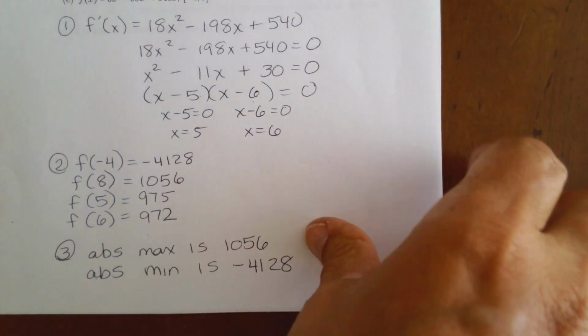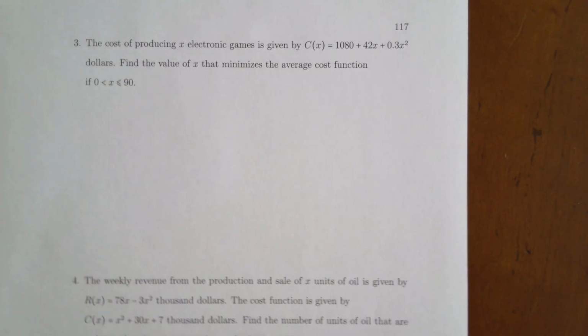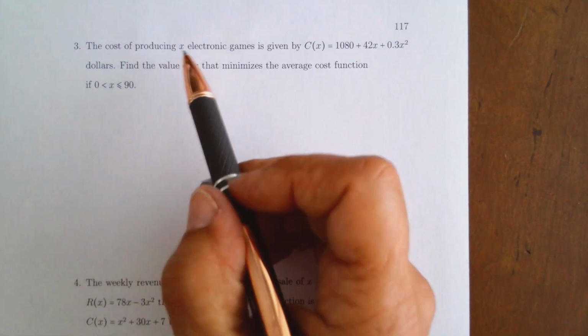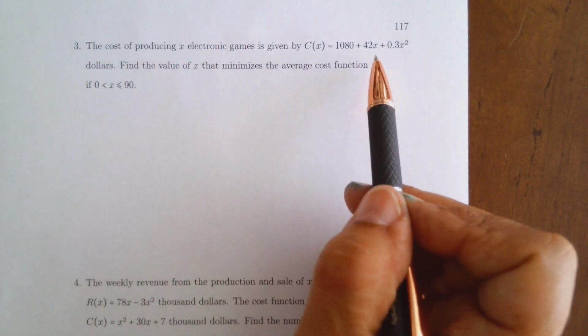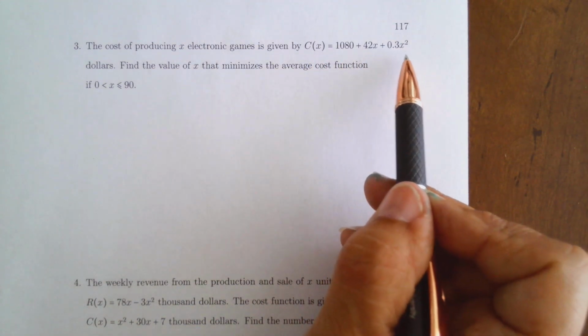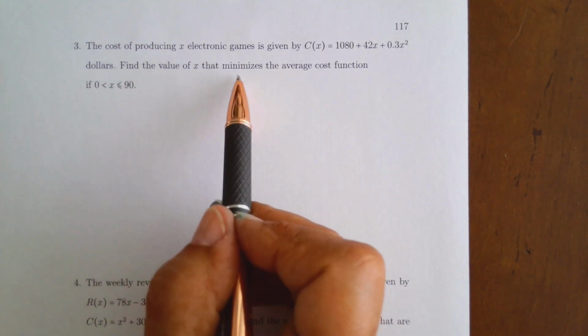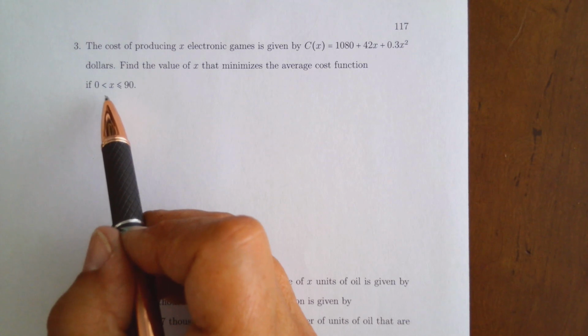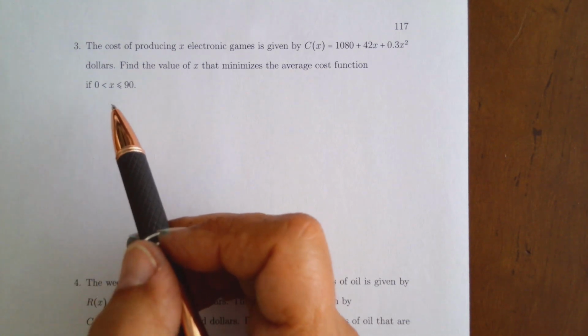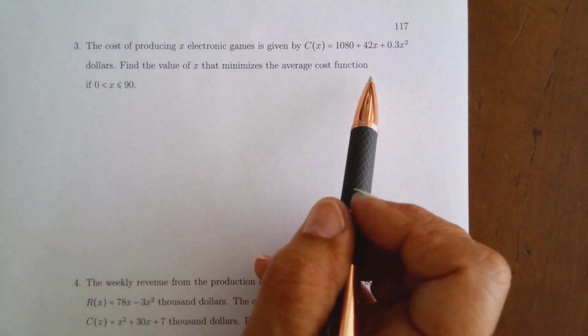Okay, all right, last page. Getting into some applications now, so let's see what these are going to ask us. Okay, all right, so number 3 says the cost of producing x electronic games is given by this function, cost, right? 1080 plus 42x plus 0.3x squared dollars. Find the value of x that minimizes the average cost function.